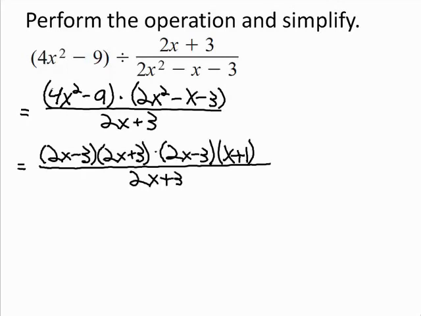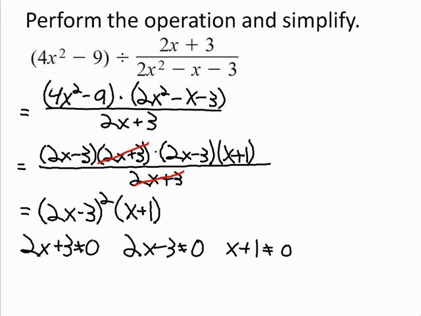There's a 2x plus 3 in both the numerator and denominator, so they cancel out. You are left with the quantity 2x minus 3 squared times the quantity x plus 1. This expression has to have the same domain as the original expression. In the original expression, the factors 2x plus 3, 2x minus 3, and x plus 1 were all in the denominator at one point. So none of these expressions can be equal to 0.